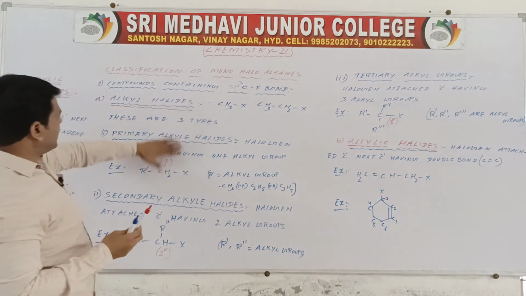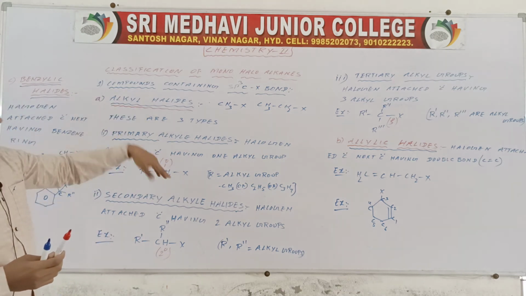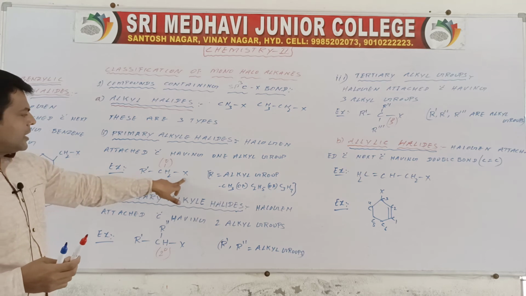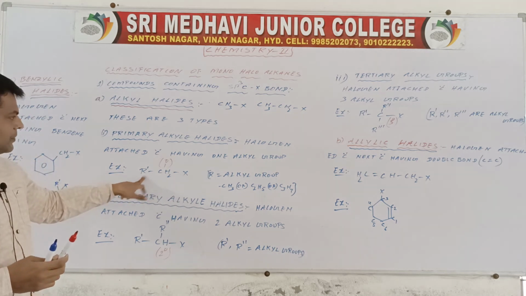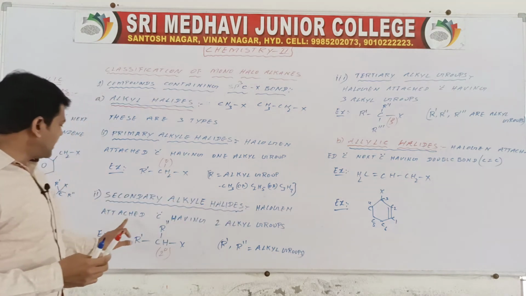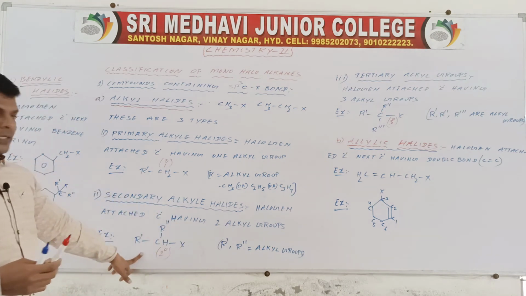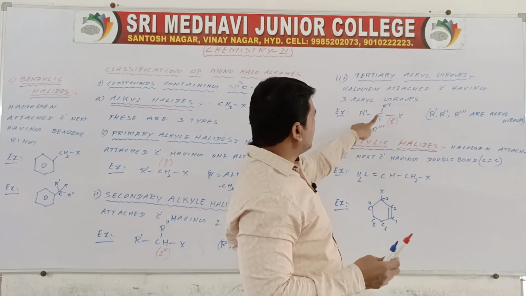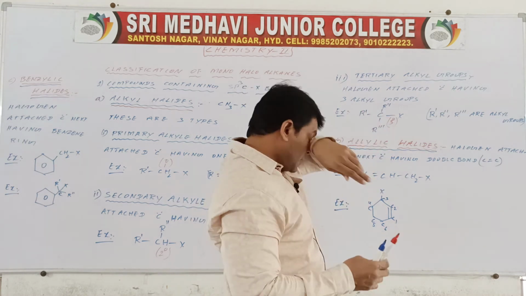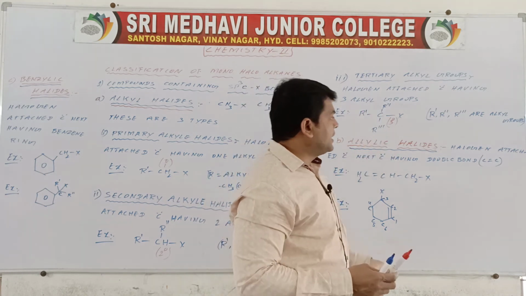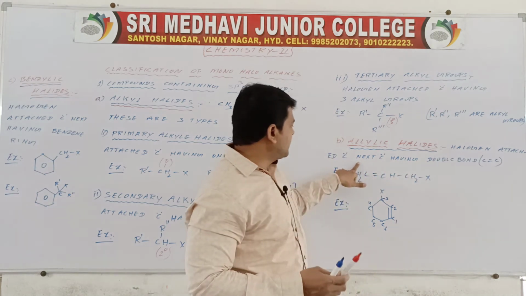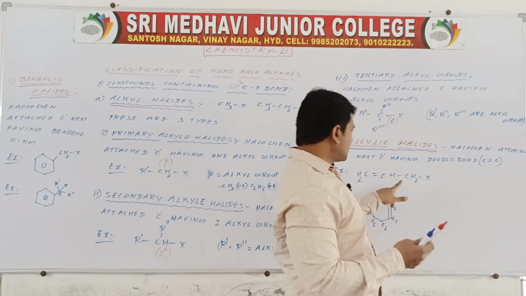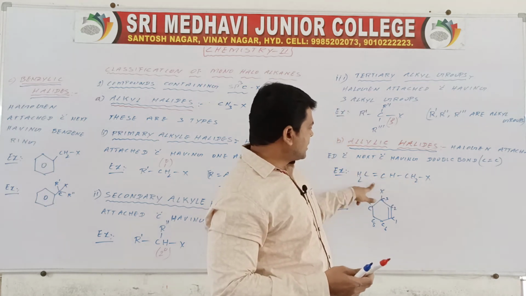Alkyl halides can be further classified into three types. When the halogen attached carbon has one alkyl group, it is primary. When the halogen attached carbon has two alkyl groups, it is secondary. When it has three alkyl groups, it is tertiary. Then allylic halides: the halogen attached carbon, and the next carbon has a double bond.